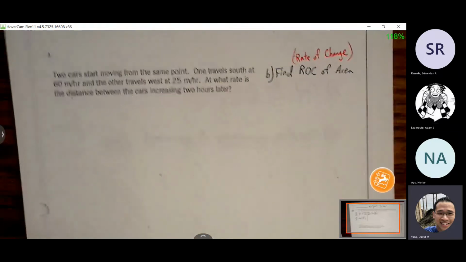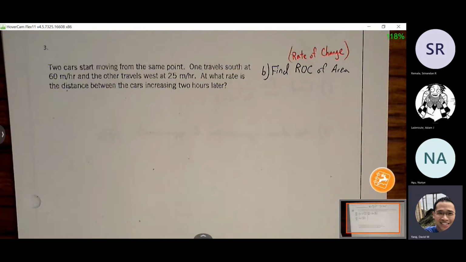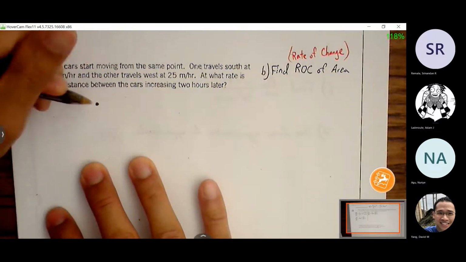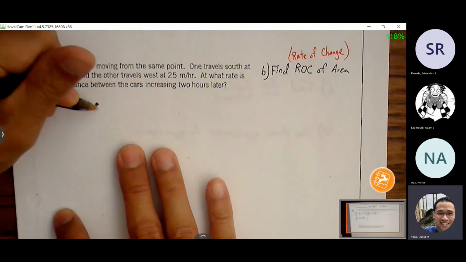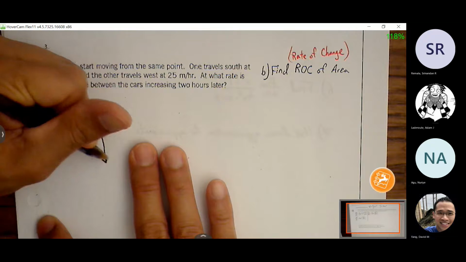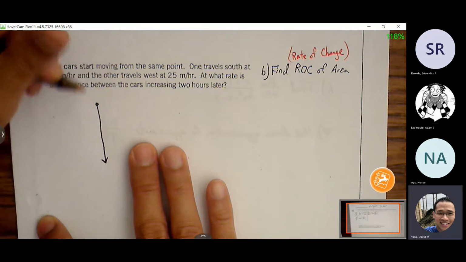Right, 2 cars start moving from the same point. One travels south at 60 miles per hour. The other travels west at 25 miles per hour. At what rate is the distance between the 2 cars increasing 2 hours later? So you have 1 car traveling south, 1 car traveling west.